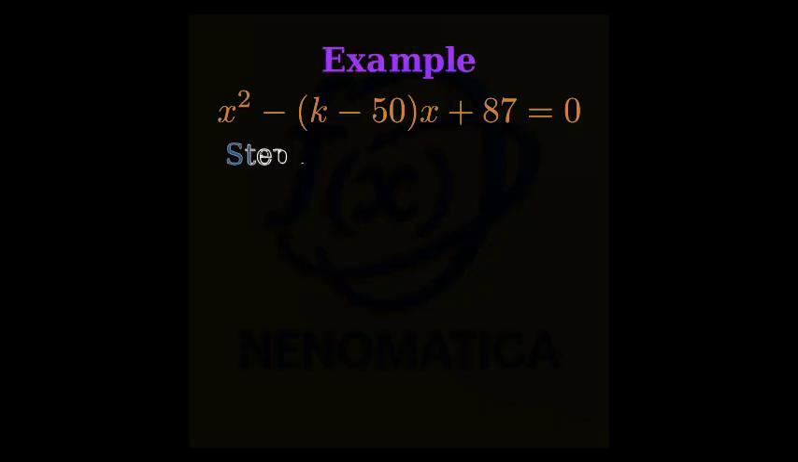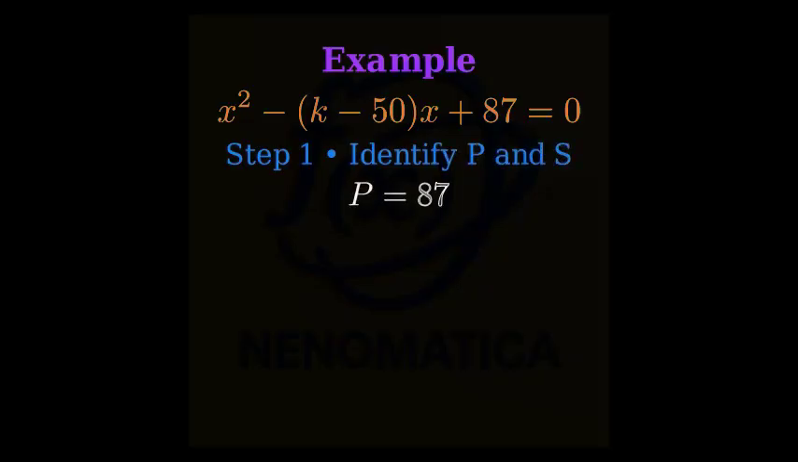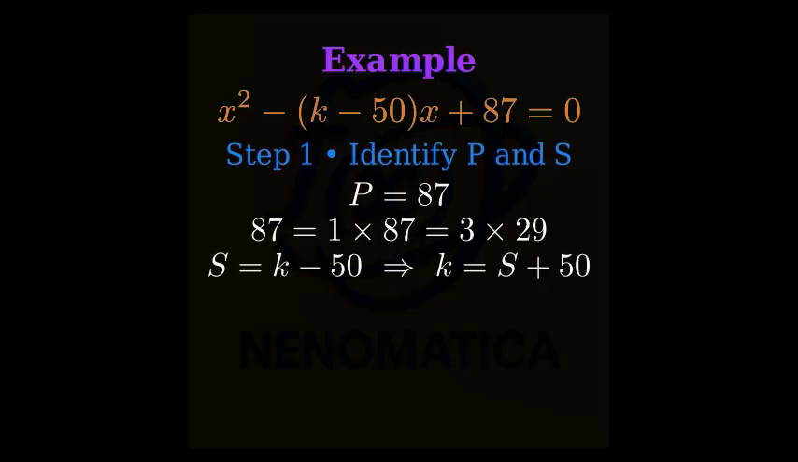Example: we will follow a simple algorithm based on Vieta's formulas. Our quadratic is x squared minus (k minus 50) times x plus 87 equals 0. Step 1. Identify product and sum of the roots. Product p equals 87. Its factor pairs are 1 times 87 and 3 times 29. The sum s equals k minus 50, so k equals s plus 50.